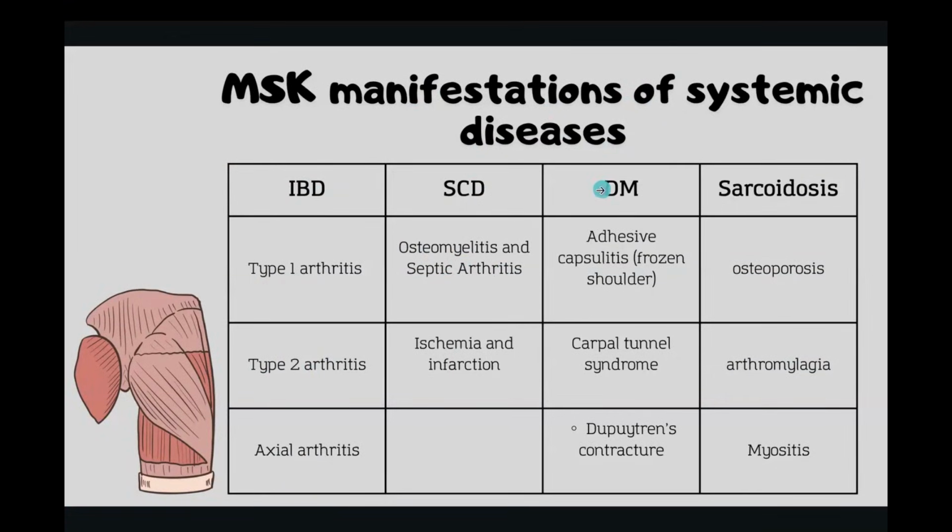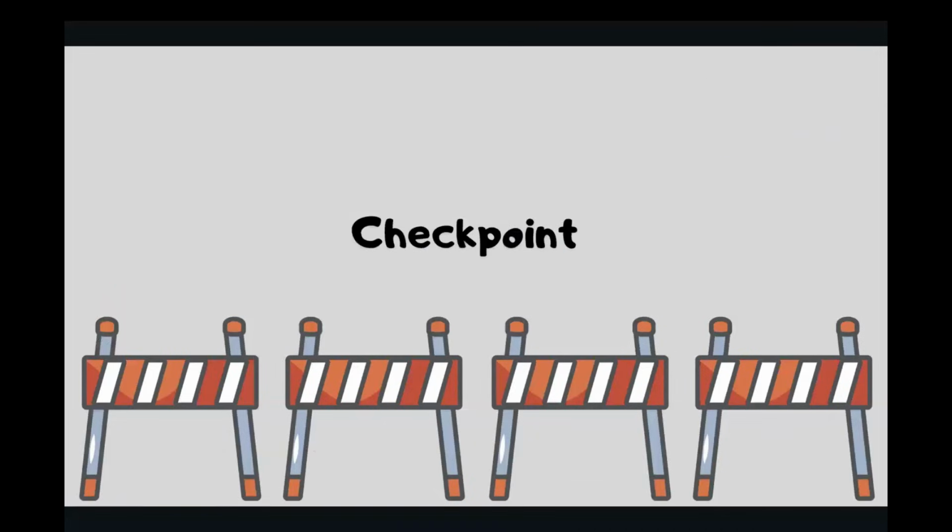Diabetes mellitus can manifest as frozen shoulder, carpal tunnel syndrome, and a contracture on the palmar surface of the hand. Sarcoidosis can present as osteoporosis, arthralgia, and myositis. We were not asked about any of these. Again, this is just for the sake of completion, and they're not very hard, so you can just read about them. Finally, I think this is our last checkpoint.